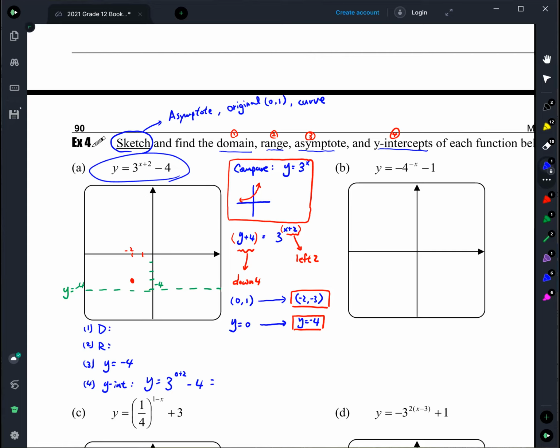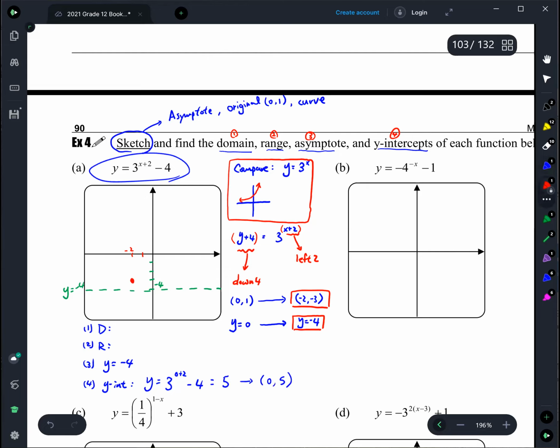Okay, Waylon, what do you have for the y-intercept? I got 5. Very good. Okay, so 3 squared is 9, right? 9 minus 4, it give you 5. So we have our y-intercept is at 0, 5. Okay, so we can plot that in. 1, 2, 3, 4, 5. We know it has to go through there. And the graph is increasing. So make the curve bend so that it crosses the y-intercept as well.